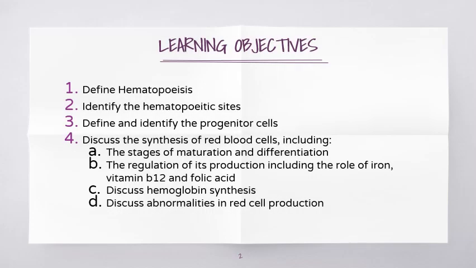Our learning objectives for this discussion are first to define what hematopoiesis is, to identify the hematopoietic sites that occur in the body, define and identify the progenitor cells involved in the hematopoietic system, to discuss the synthesis of red blood cells, including its maturation, differentiation, regulation of its production, including the role of iron, vitamin B12, folic acid, to discuss hemoglobin synthesis, and to discuss the abnormalities in red cell production.